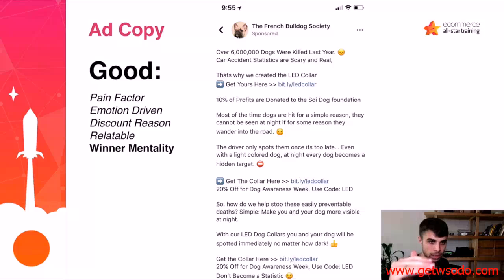Now, I'm going to talk in a second about what I mean by discount reason, but I want to break this down. First of all, it starts off with a very, very staggering statistic. Over 6 million dogs were killed last year. Now, any dog owner that sees that will automatically stop and see what this ad is about, okay? Below that, car accident statistics are scary and real. Okay, it strikes with a pain factor.